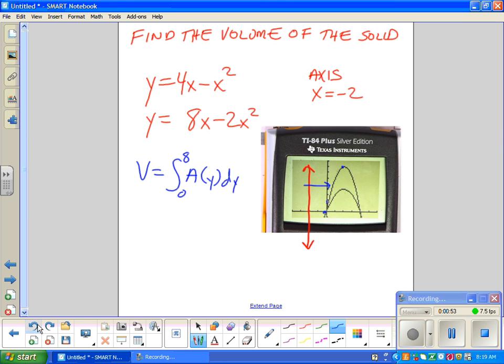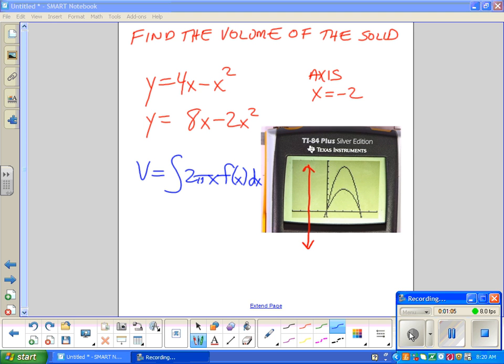I don't want to do both methods. I just want to do a different method, okay? I want to do 2 pi x f of x dx. What I mean is that there's no way. Your only choice is cylindrical shells.